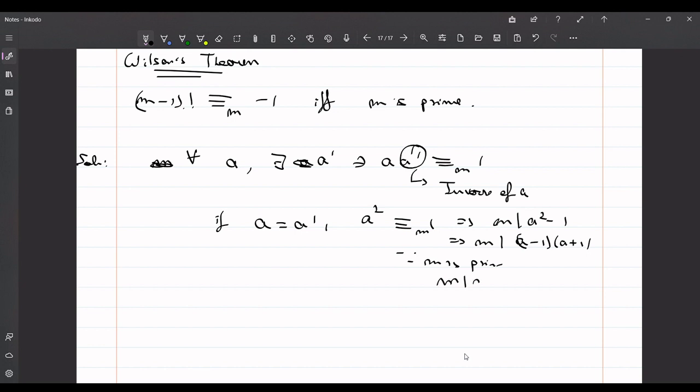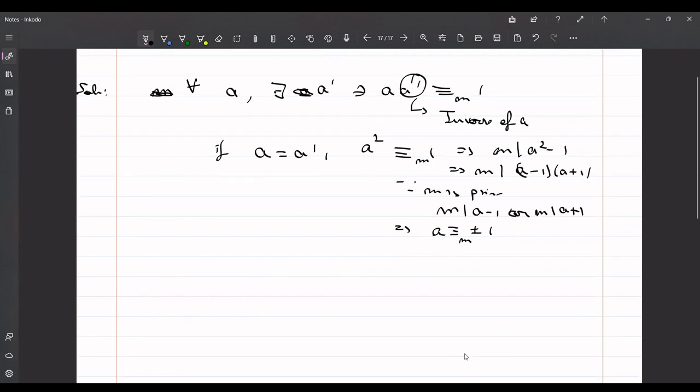Since m is prime, m either divides a minus 1 or m divides a plus 1. So from here we get that a is congruent to plus or minus 1 mod m. Now since m is prime, what is its complete residue system? Rather, what is its reduced residue system? We are not using zero here.